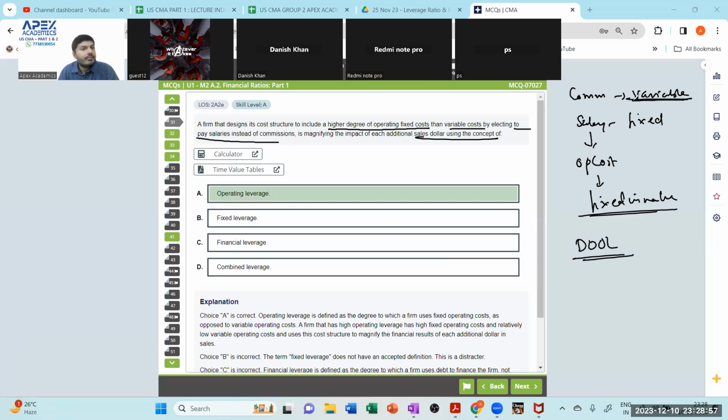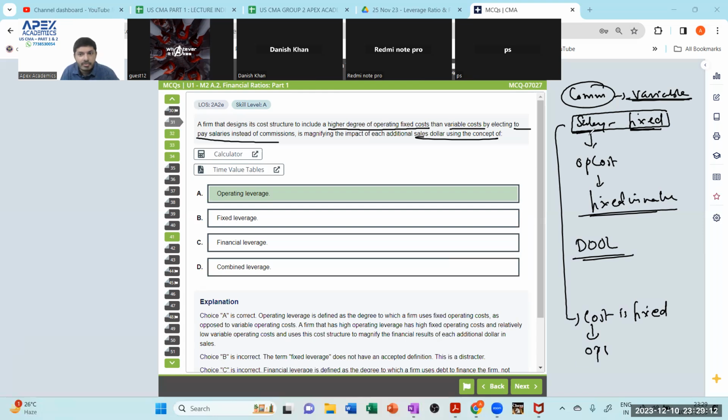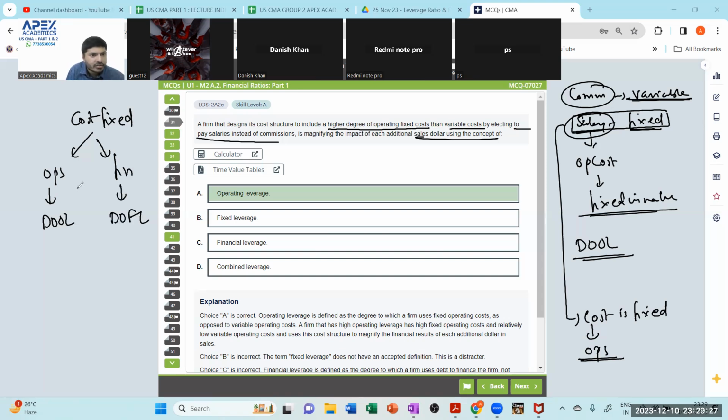Commission is variable. Salary is fixed. Instead of paying my salesman a commission, I am paying him a salary, which means I am incurring a fixed cost. This cost is fixed and related to operations, because it is salary. Where the cost is fixed and related to operations, it is related to degree of operating leverage. Where it is related to finance, it is related to degree of financial leverage. Here you are taking fixed operational cost, therefore you are working on operational leverage. Understood? Rajita, take a screenshot of this. This chart is good.